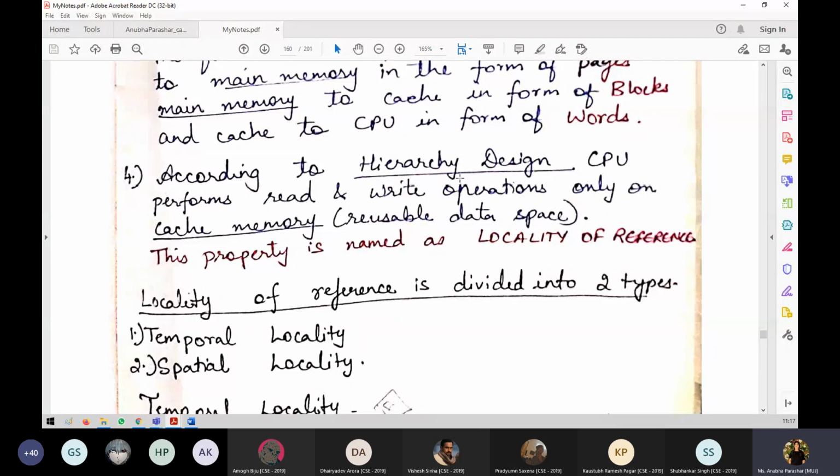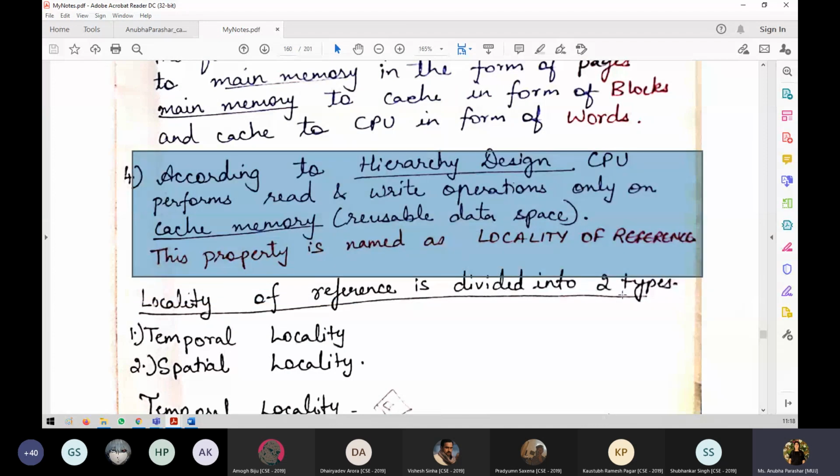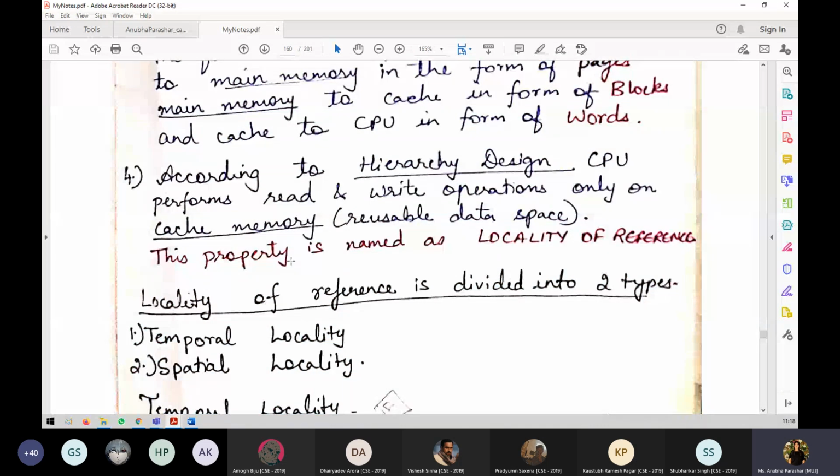According to the hierarchy design, the CPU performs read and write operations only on cache memory, which is the reusable data space. As I was telling you, the old architectures, when the cache was not present that efficiently, used to target main memory. Now in the new systems, they target cache memory. If the request is not there in cache, then it will go to main memory. So this property is named locality of reference.